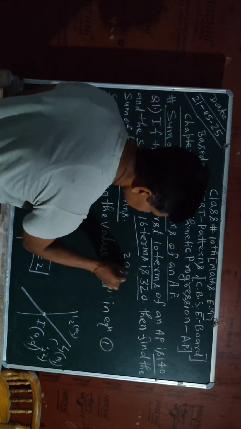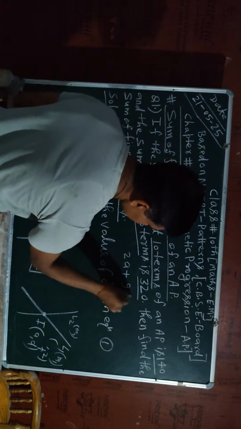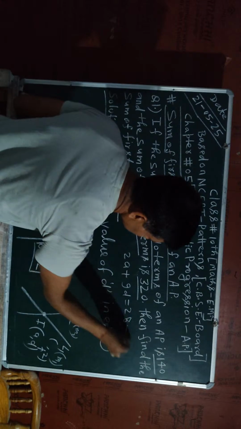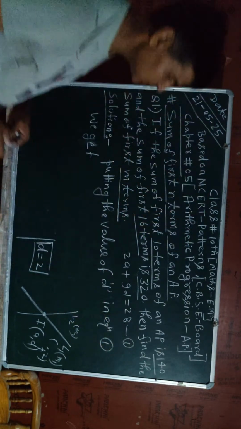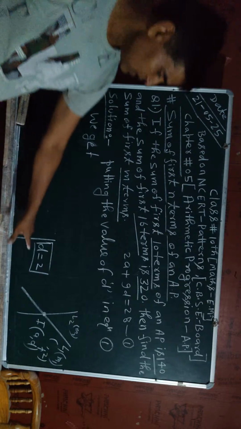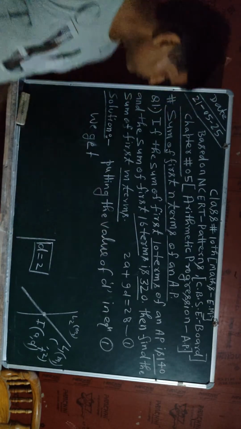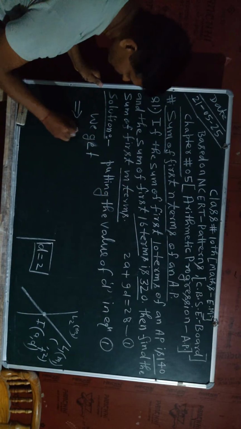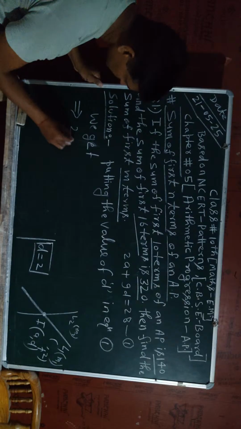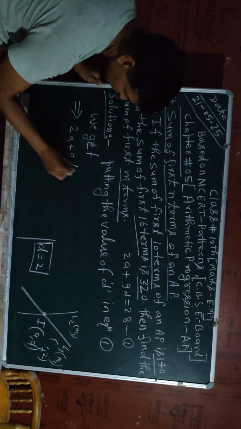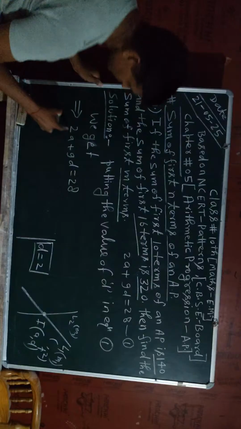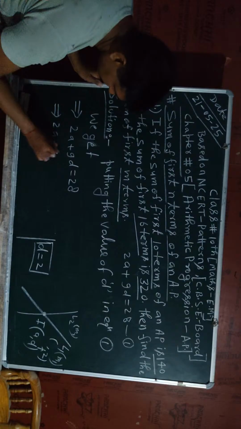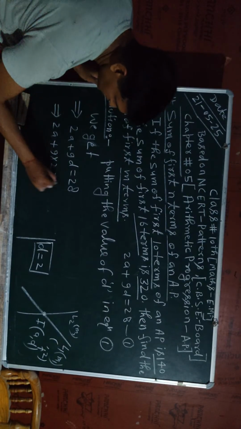That equation first is written as 2a plus 9d, which is equal to 28. So this is equation number 1. In equation number 1, I will substitute the value of d, which is equal to 2, in the place of d. Now first of all I will write equation number 1, 2a plus 9d, which is equal to 28. Now further I will substitute the value of d: 2a plus 9 into 2, which is equal to 28.